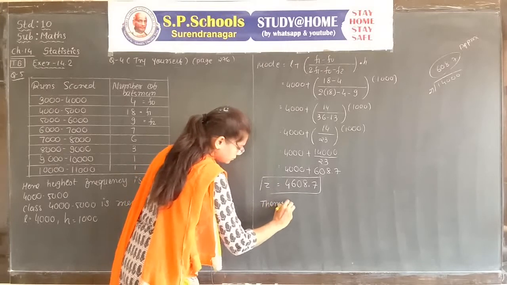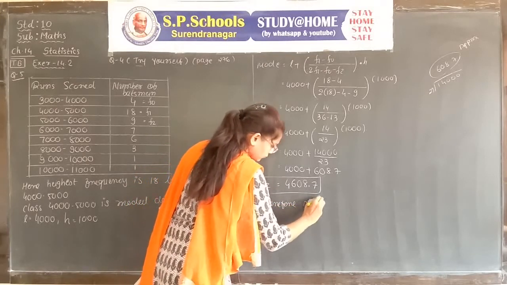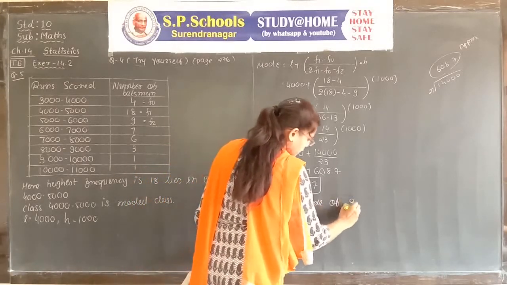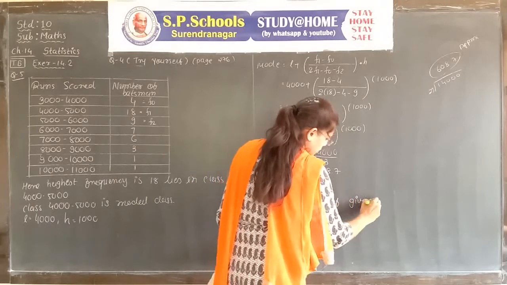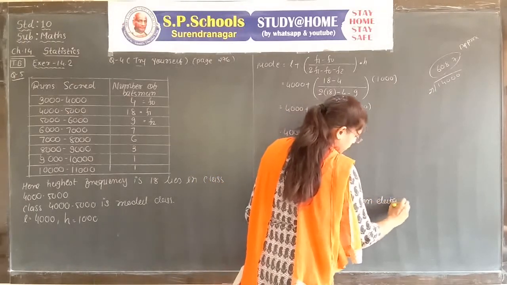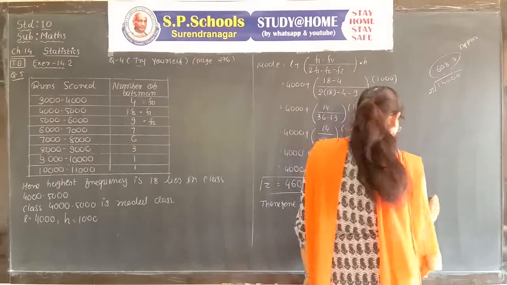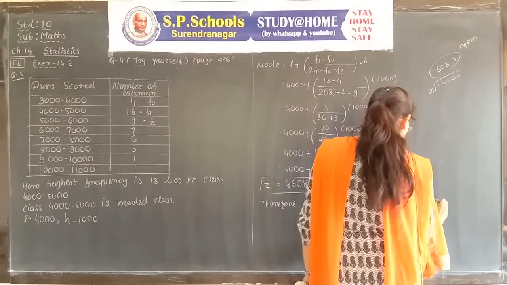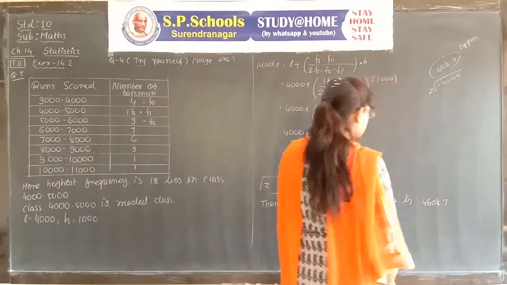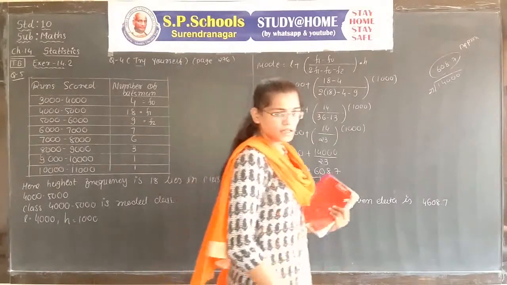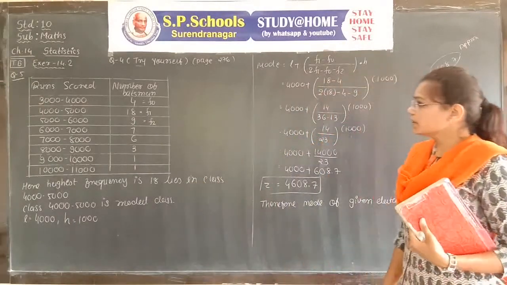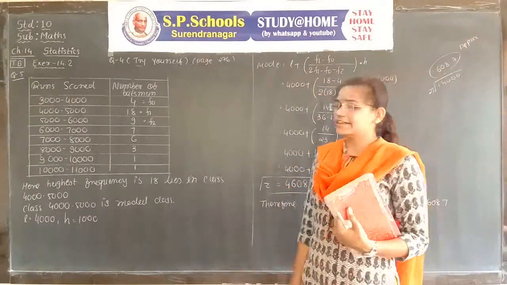Therefore, the mode of the given data is 4608.7. Hence here our fifth number is completed, fourth number try yourself.